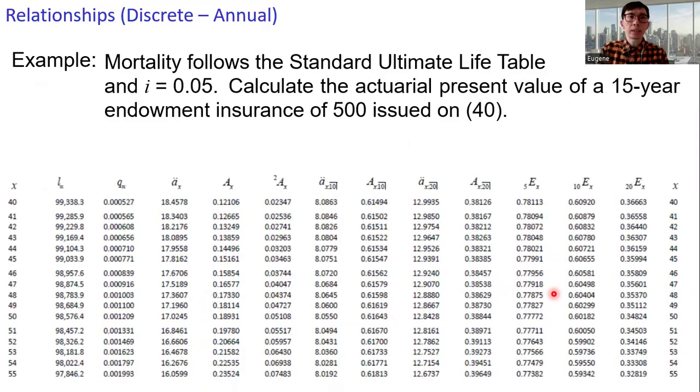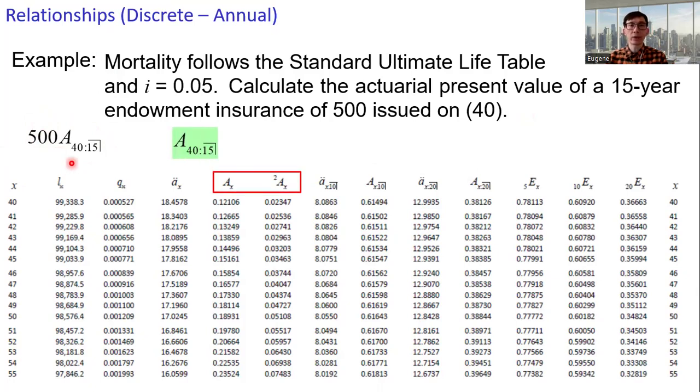All right, so let's take a look at a series of examples. Mortality follows the standard ultimate life table, and i is 0.05. Calculate the actuarial present value of a 15-year endowment insurance of $500 issued on a person at age 40. We need to get this quantity, 500 times A40 colon angle 15. Make use of the relationship and see if we can get the values from the table.